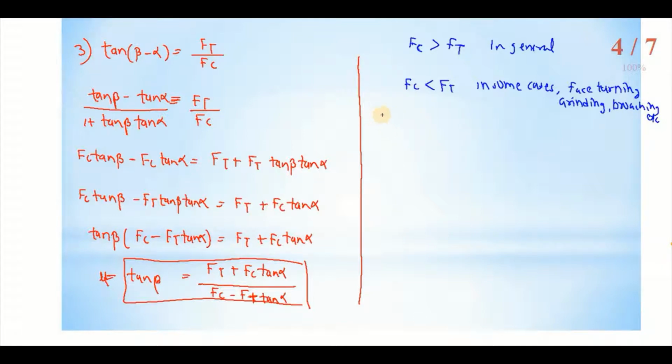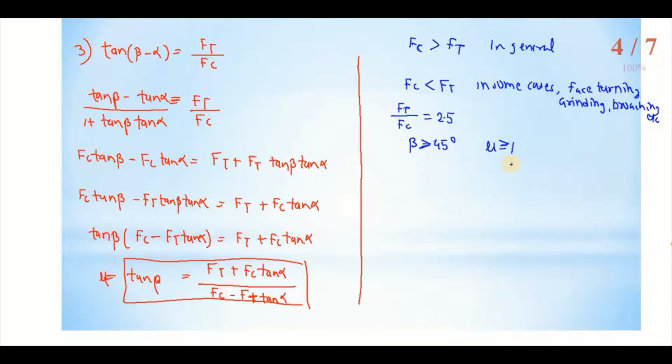So there we are getting the relation Ft upon Fc equal to 2.5 or greater than 2.5. There the friction angle value is greater than 45 degrees. So if the friction angle value is equal to or greater than 45 degrees, we are getting mu greater than or equal to 1. But in general, the coefficient of friction must be less than 1.